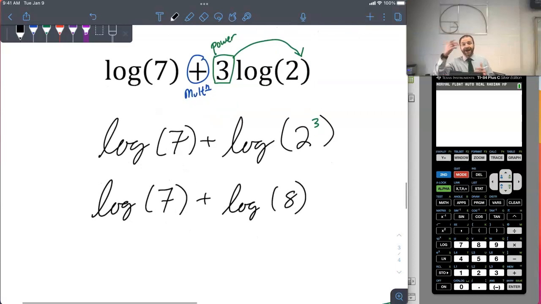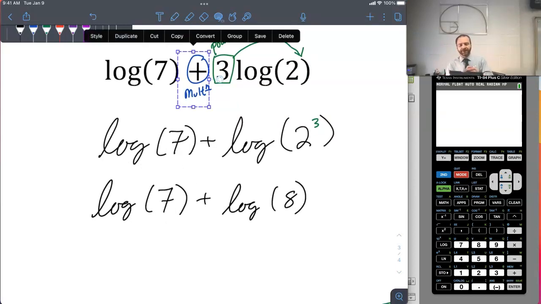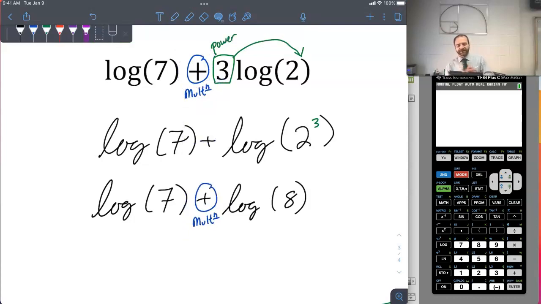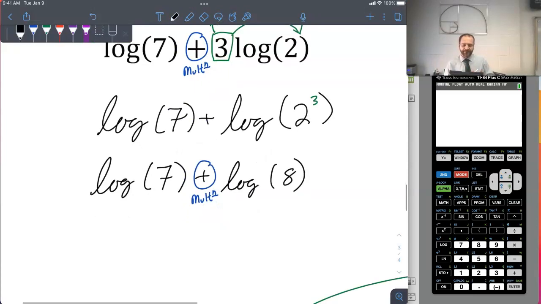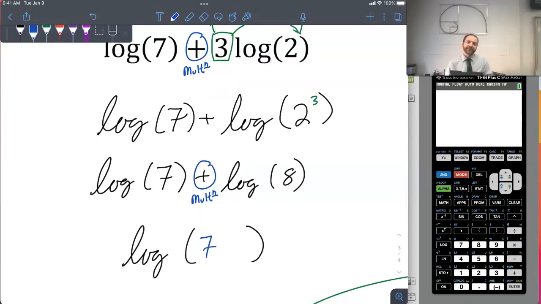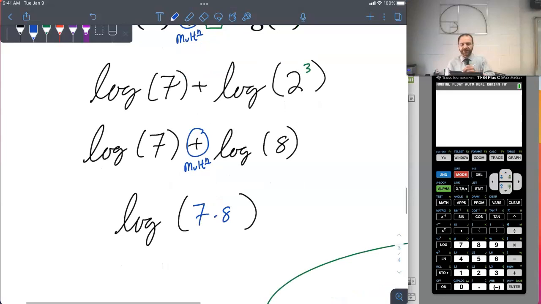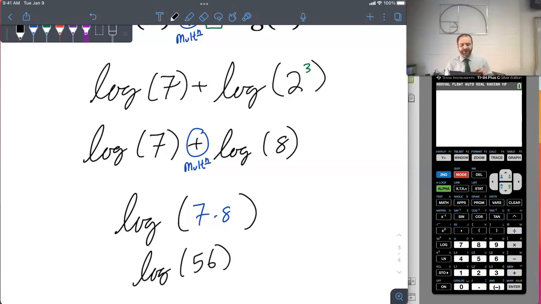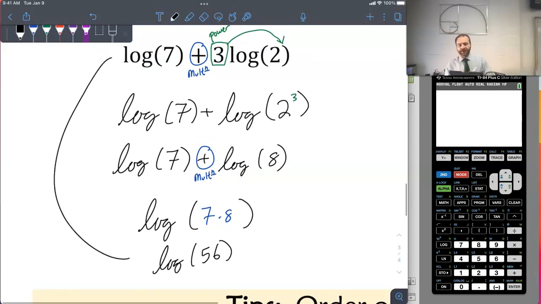Alright, so now I'm left with just this multiplication. And I have to combine by looking at multiplication. So in this case, I'm going to combine them. I'll show the work. I have my parentheses, and I'm going to multiply the numbers 7 and 8 together, which gives me 56. So, log of 56. These two are equal to each other.